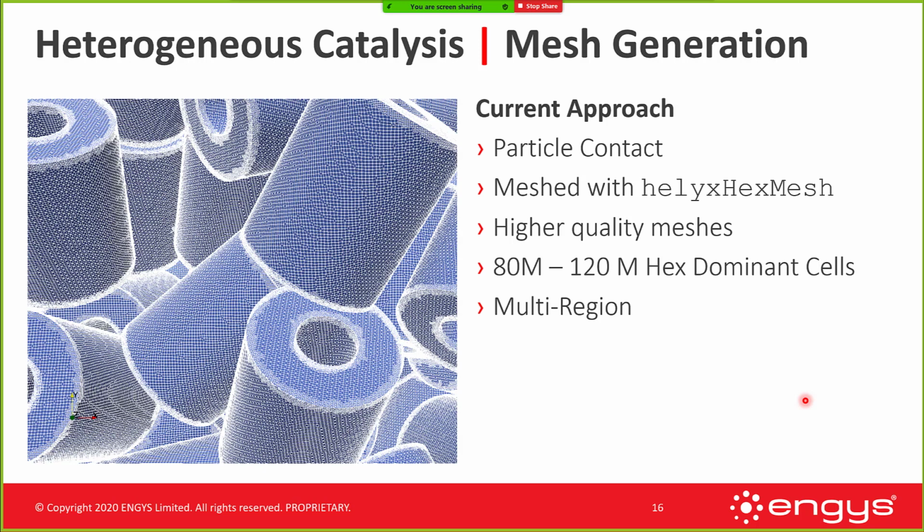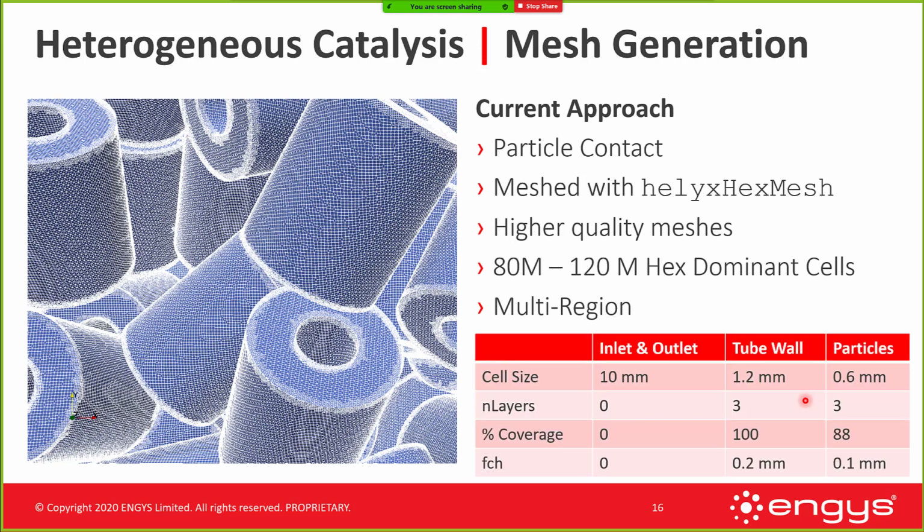In this case, several meshes were generated, but one I'll talk about today. Typically, they're between 80 and 120 million cells, and they're hex dominant, multi-region. And for this case, around the inlet and outlet, they're about 10 millimeters. Near the tube wall and particles, we're talking about 1.2 to 0.6 millimeters. For the tube wall, we have 100% layer coverage. For the particles, we have about 88% layer coverage.